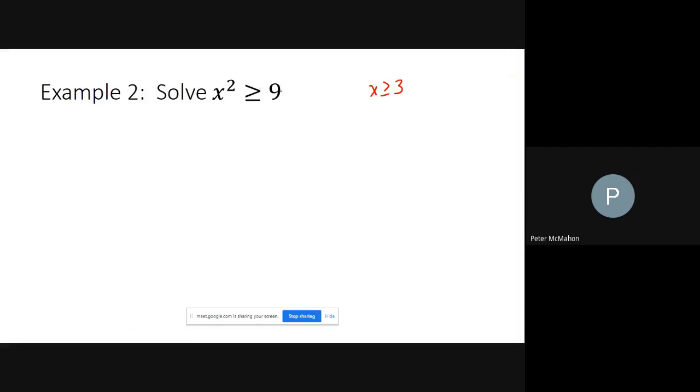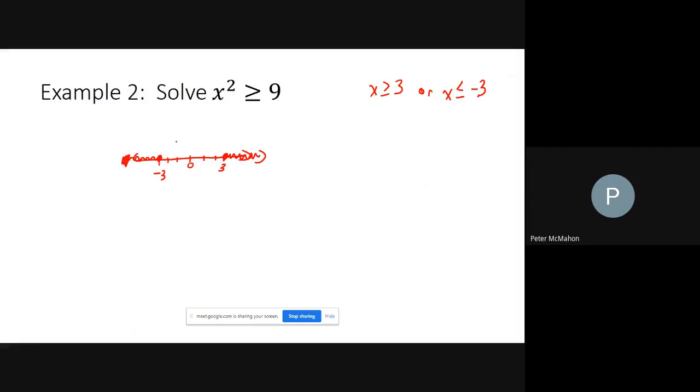So anything bigger than 3 does work. But also, if I take a value smaller than -3, say -5, -5 squared is positive 25, which is in fact bigger than 9 as well. So the other part is, or x is less than or equal to -3 as well. The way this would look on a number line, here we have 0, 1, 2, 3, -1, -2, -3. So here's a 3 here and a -3 here. I'm going to fill in this circle and shade like this, and fill in this circle and shade like this. This is how I'd state the solution on a number line.